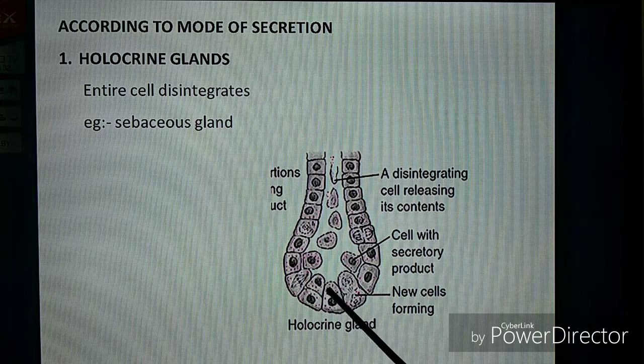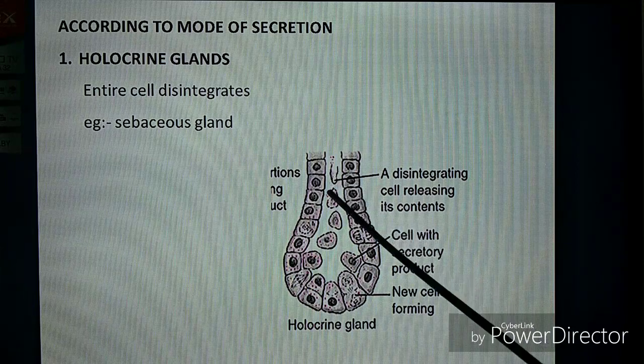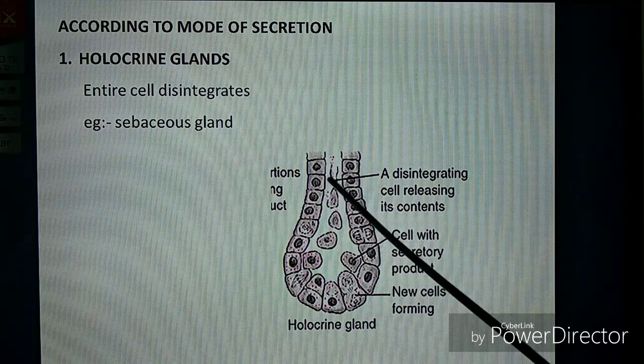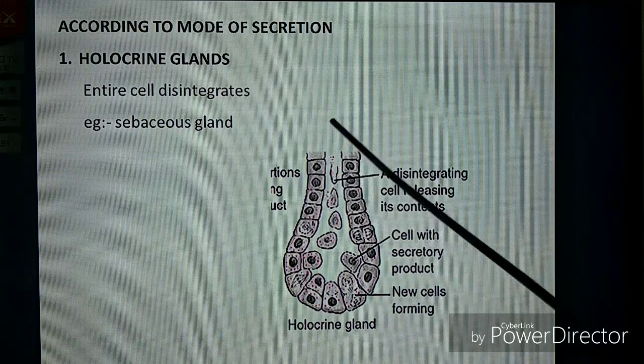And here we can see these cells are multiplying and these cells are disintegrating and moving to the duct region. Further, the cell membrane will be destroyed and the entire cell will be disintegrated so that the contained secretions come out through the duct.